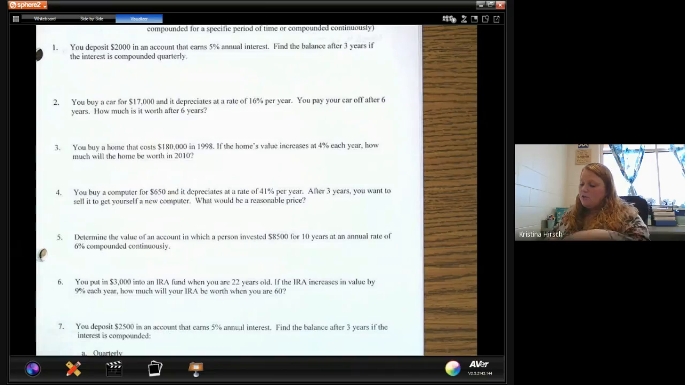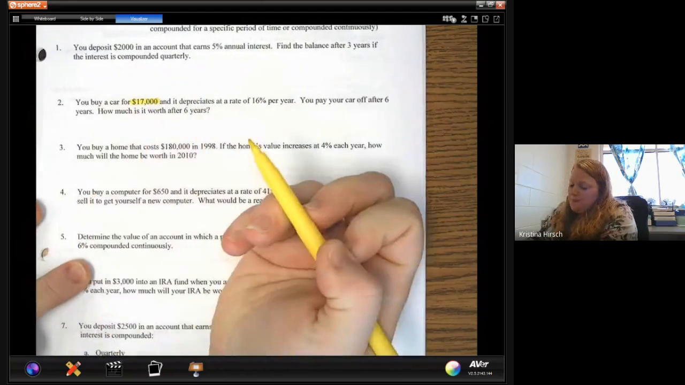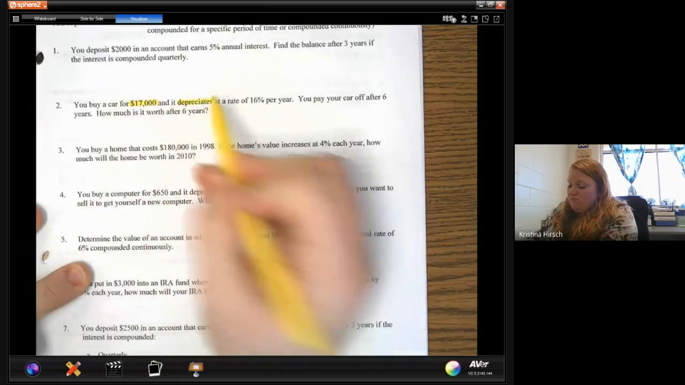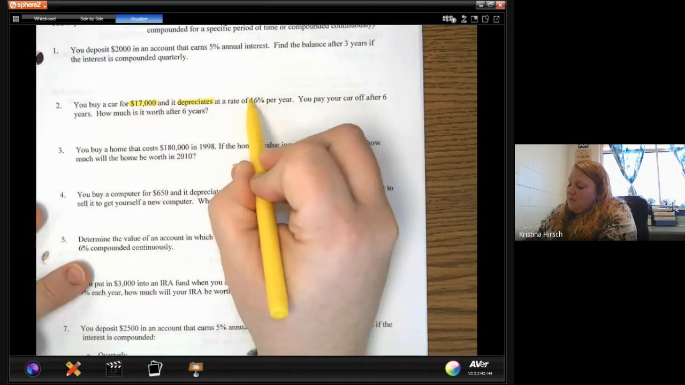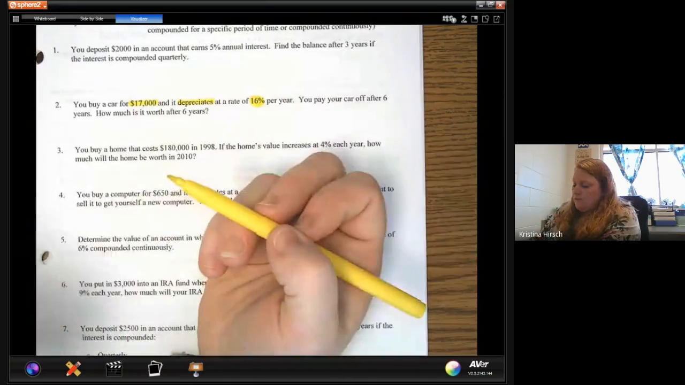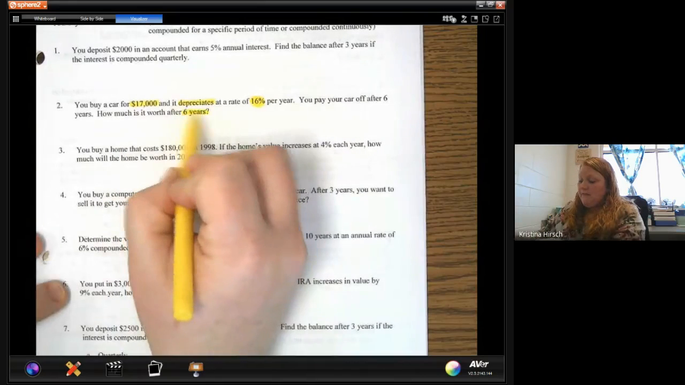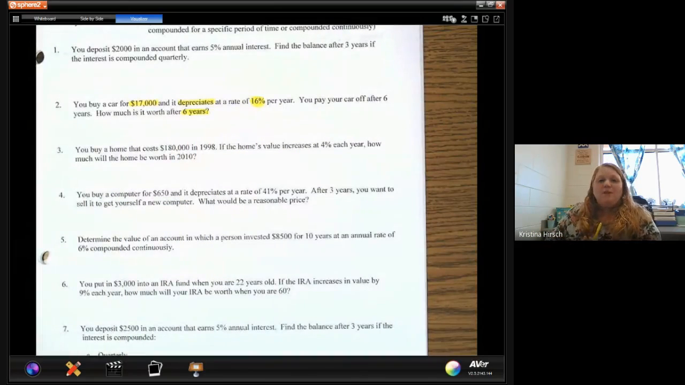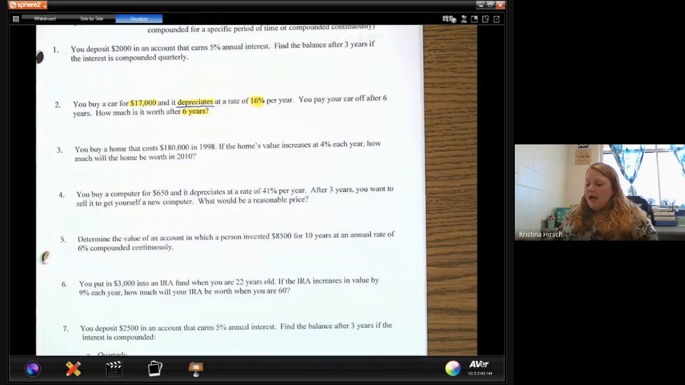Number 2 says you buy a car for $17,000, but it's going to depreciate, because it's going to go down in value, at a rate of 16% per year. You pay off your car after 6 years, which is great, good news. But how much is it worth after 6 years? Maybe you're like, okay, I paid it off, I'm ready for something new, I want to sell it. Well, the trigger word, the key word here is depreciates. That tells me what formula I need to use.